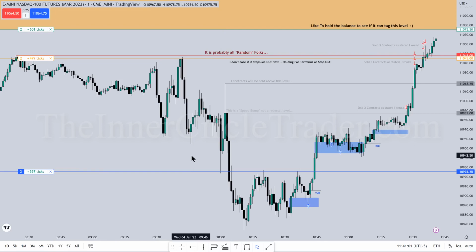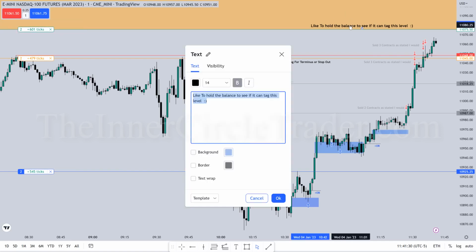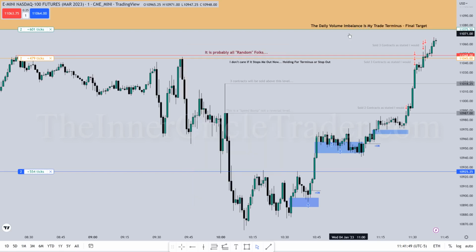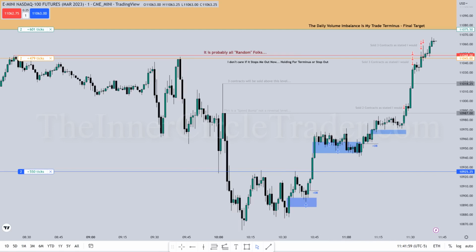Now I'm changing it to ticks because I know I have people who don't like the fact that I show the paper trade in dollar terms. They're like, oh, you're flexing. I'm not flexing. I don't care about the money because I can't spend that. But for those of you that like to see the ticks, here you go. We're not doing 40 tick trades. We're doing monster, several hundred tick trades. That's a championship level grade trader, not someone that's nickel and diming, a dollar menu trader. All right, the daily volume imbalance is my trade terminus or final target.